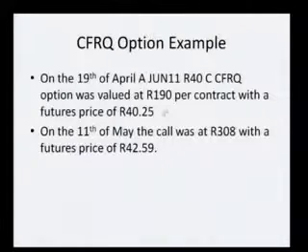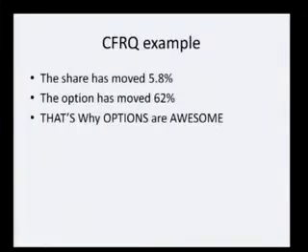So we can see all these different fields. So here we go. That's the price. The futures price was 40.25, and at that time our option was worth 190 Rand. When the futures price on the 11th of May was 42 Rand 59, the call was worth 308 Rand, 62%. And as I put on the slide there, that's why options are awesome.